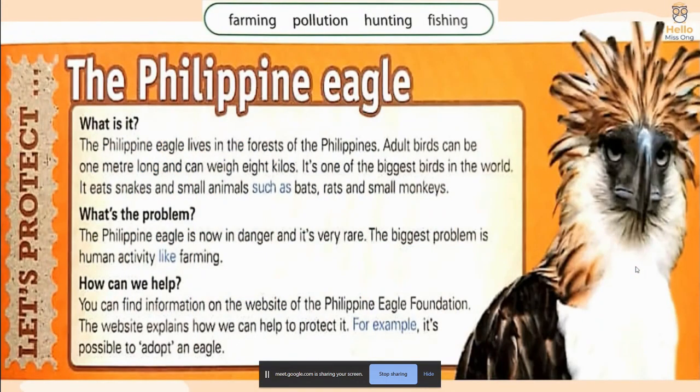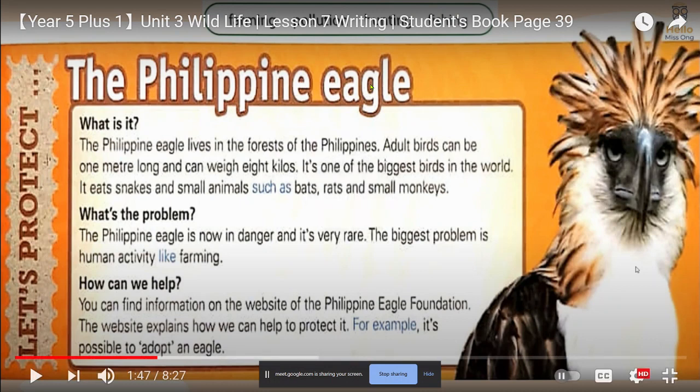Let's read the text. Inilah text yang kita nak baca. We are going to read the passage on the Philippine eagle, helang yang berada di Filipina dengan mukanya garangnya. Aduh, it was very scary. In fact, it's a picture of an angry bird. Okay, mari kita tengok dia baca.